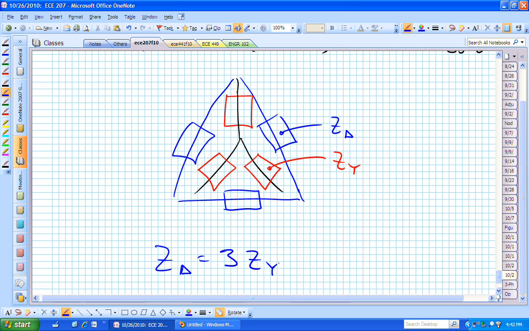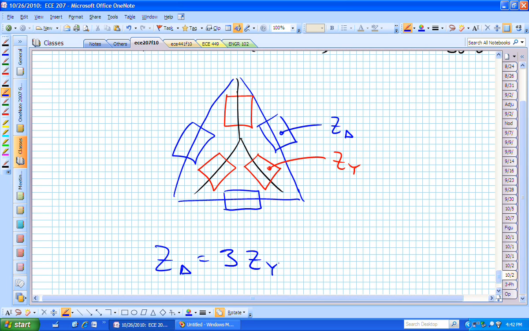So I now know that if somebody gives me Y connected loads, I can convert those to delta connected loads if I want to. Or if somebody gave me delta connected loads and I wanted to convert those for analysis purposes to a set of Y, then I could do that by that picture.